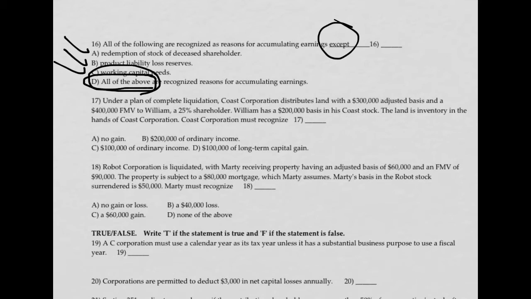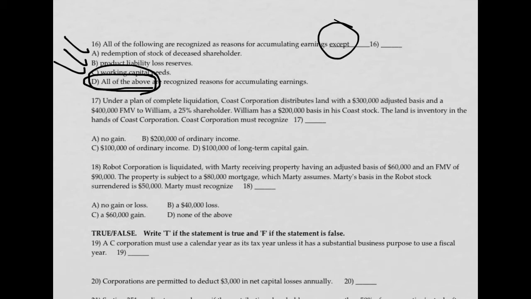Under a plan of complete liquidation, Coast Corporation distributes land with a $300,000 adjusted basis and a $400,000 fair market value to William, a 25% shareholder. William has a $200,000 basis in his Coast stock. The land is inventory in the hands of Coast Corporation. Coast Corporation must recognize... All right, so this question, some people came to me after class and said this wasn't even in the reading. I didn't go back to double check. I threw this in because I wanted to see if you're getting the thinking process of C corporations and tax law in general.